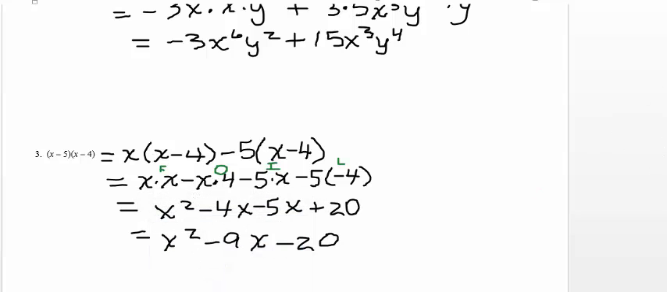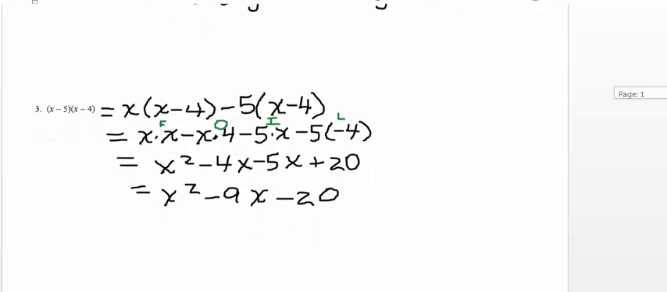So you don't have to think of it as FOIL. Really, you're just using the distributive property twice. If you like the idea of FOIL and it helps you, then use it.